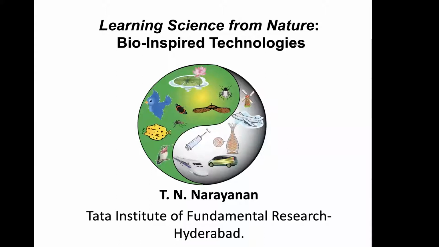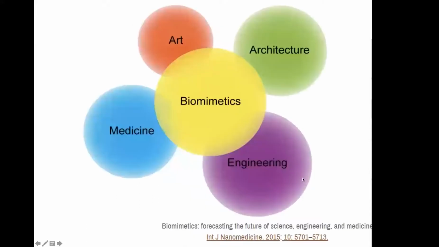When I talk about biomimetics, it has implications and importance in various aspects of human life. It can find applications in engineering, and I will discuss some of those engineering aspects. It can also find applications in architecture: how nature built some of those structures, and how we can use them, adopting this concept, to help in modern architecture.